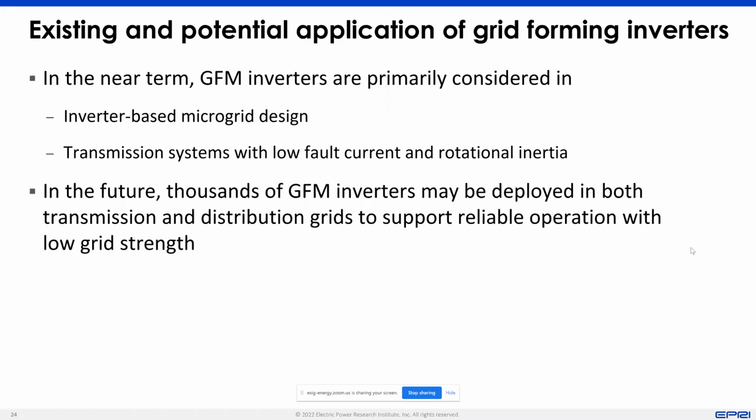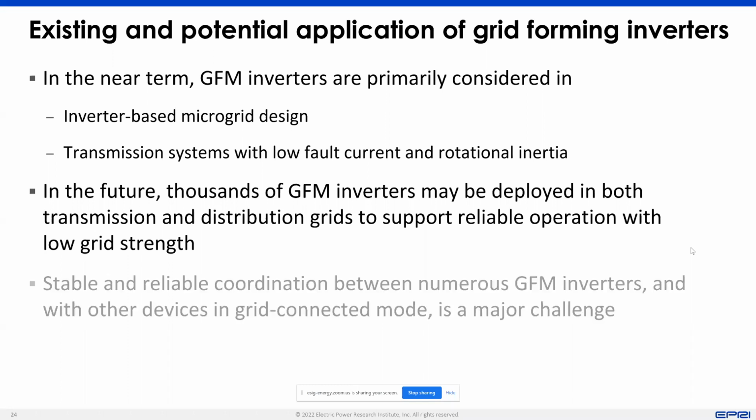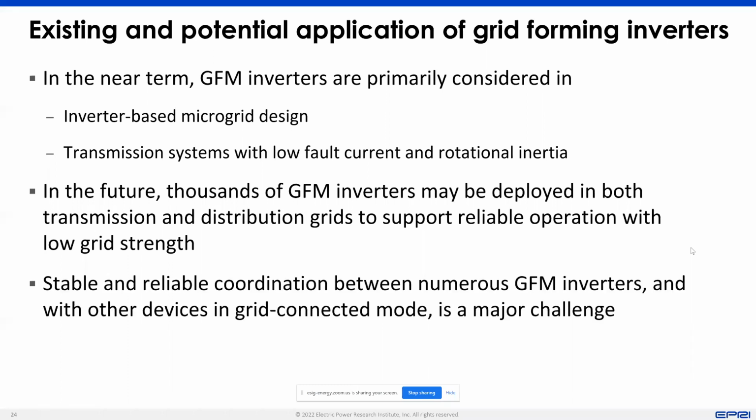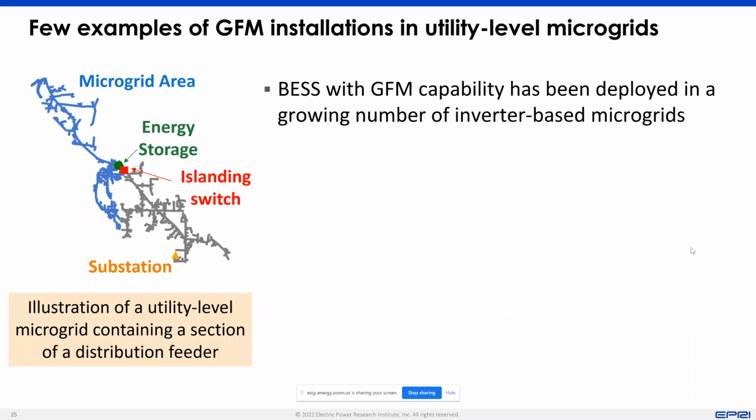And this is today. In the future, what we envision is that we will have a lot more grid forming inverters deployed, both in the transmission and distribution grids to support reliable operation with low grid strength. And of course, we need to maintain stable and reliable coordination between all those numerous inverters and also with other devices in the grid. Now let's look at some examples of grid forming installations, first in utility level microgrids.